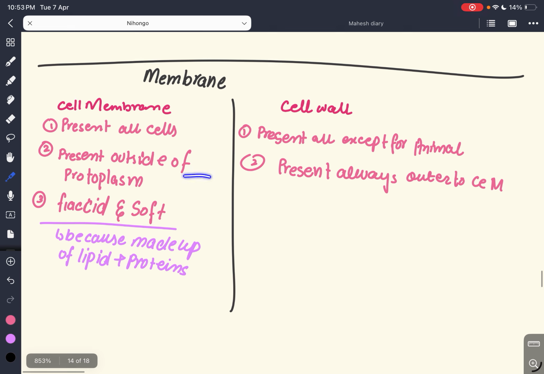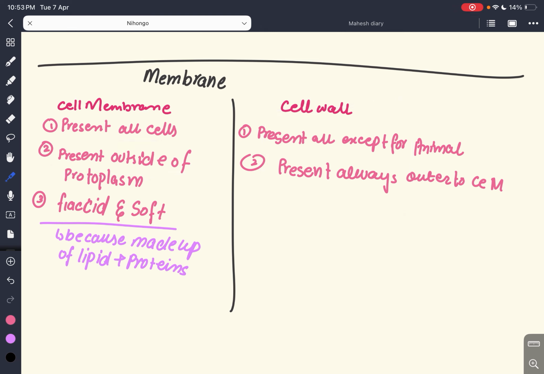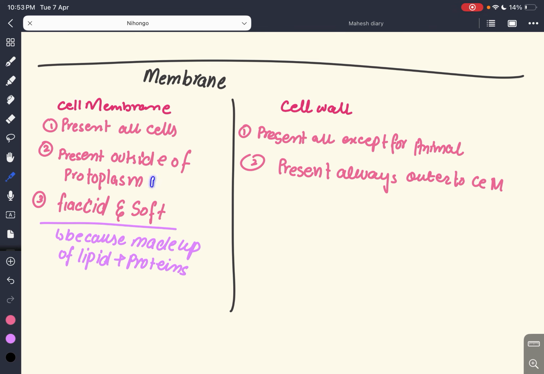Then on presence, we should also know the location. So first of all, the cell membrane is present outside of the protoplasm. What I mean by that is that we have this nucleus, and this entire thing is called protoplasm. So the outermost membrane after the protoplasm is the cell membrane in animals.